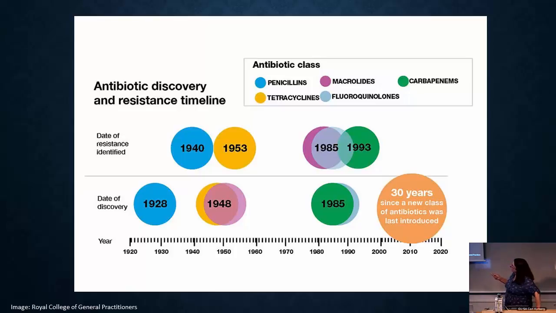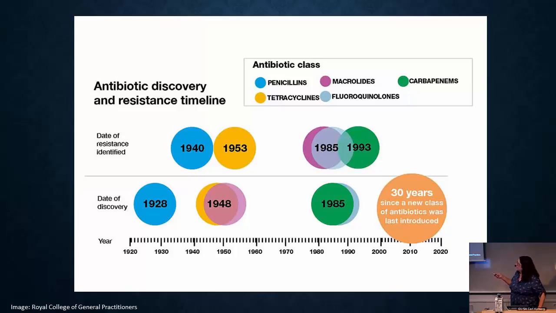Then, since 1990-ish, there's essentially been no new classes of antibiotics discovered. There have been derivatives of these antibiotics, or modified versions. And that is one of our biggest problems.